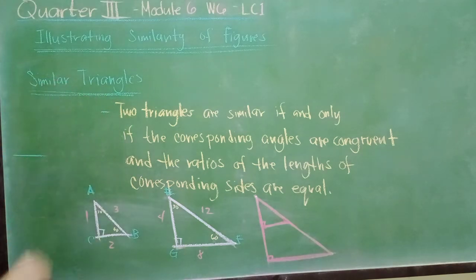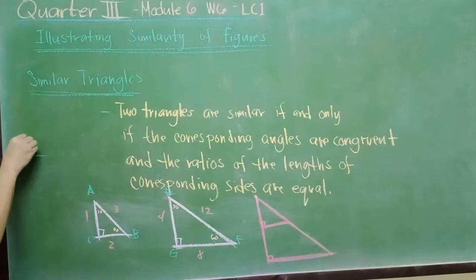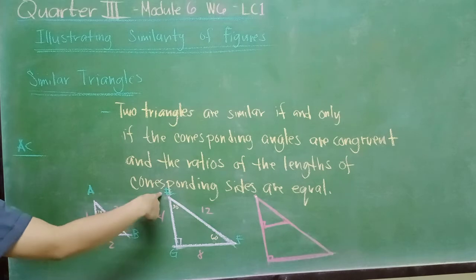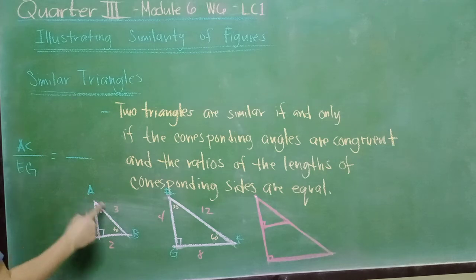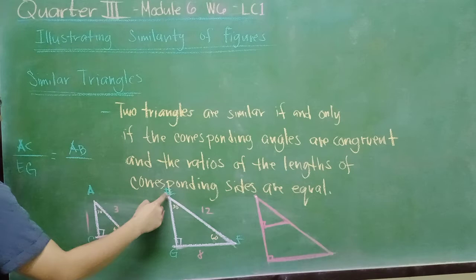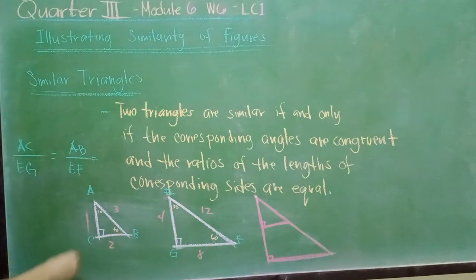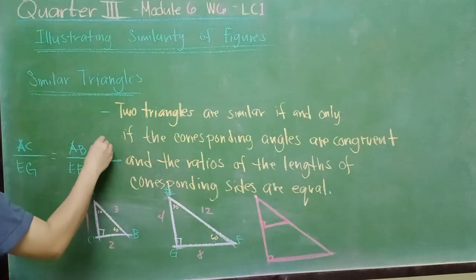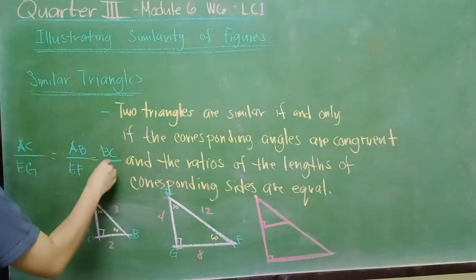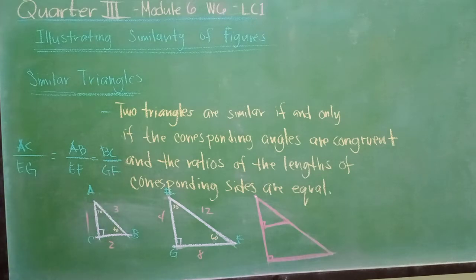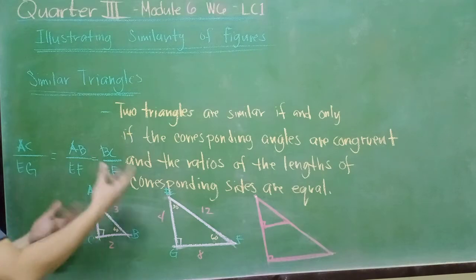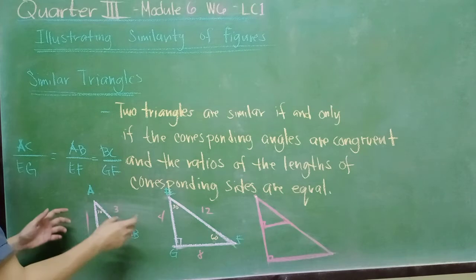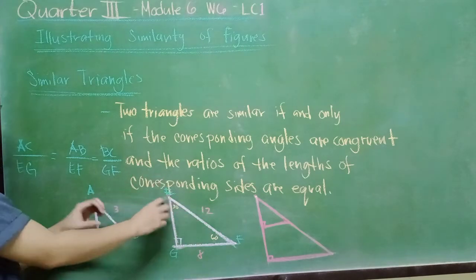So gagawa tayo ng ratio. AC is to EG. Tapos AB is to EF. And then CB or BC is to GF or FG. Yan. So para-para sa mga ratio niyan. So ganyan kapag similar, yung isa maliit, yung isa malaki. Pag sinabing congruent triangles, talaga magkasinlaki sila. Pag sinabing similar, yung isa, kamukha lang ng isa, pero not necessarily magkasinlaki sila.